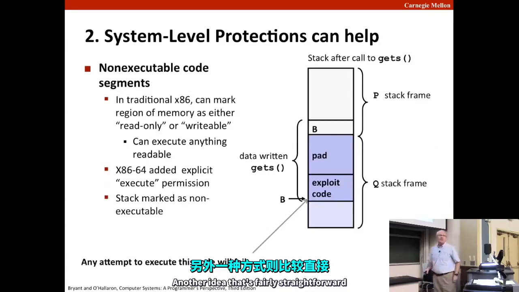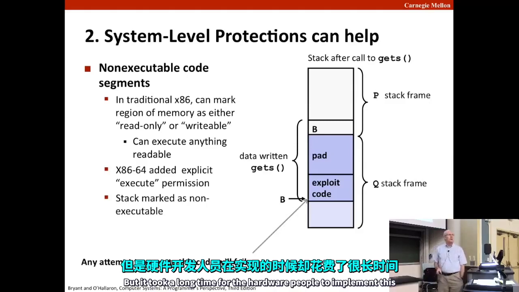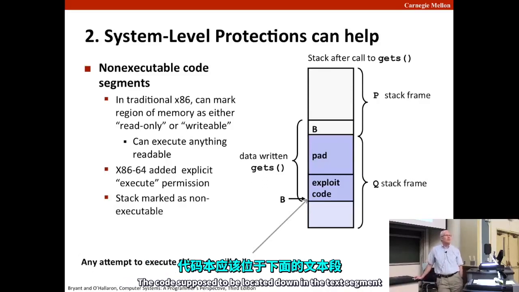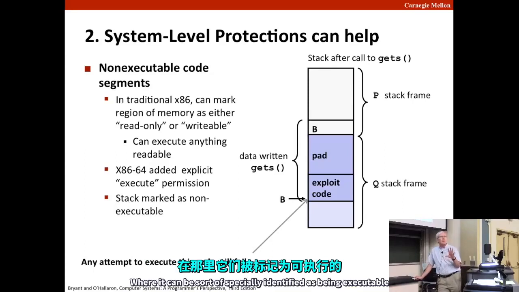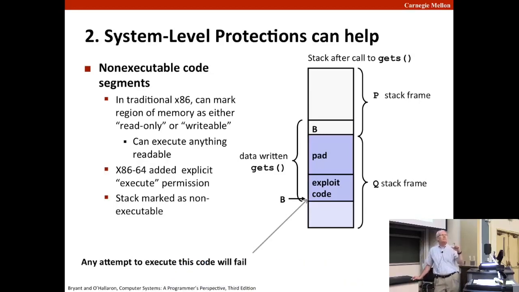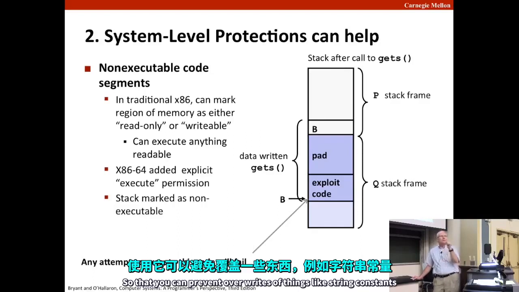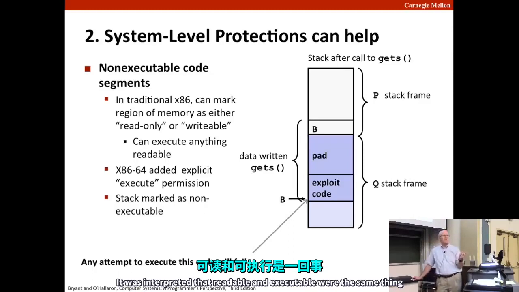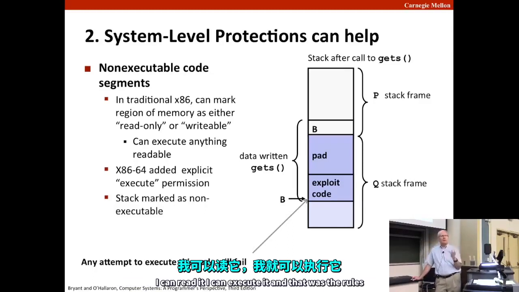Another idea that's fairly straightforward, but it took a long time for the hardware people to implement, is, well, why is there supposed to be code on the stack in the first place? Isn't the code supposed to be located down in the text segment where it can be specially identified as being executable? So in the original x86, there are actually 2 1-bit flags for each region of memory. One is, can this be written to? So that you can prevent overwrites of things like string constants. And then the other is, can I read it? And read means access those bytes. And it was interpreted that readable and executable were the same thing. I can read it, I can execute it. And those were the rules.